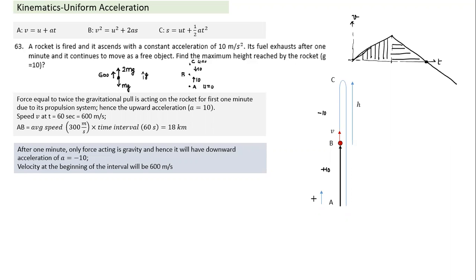So here is another way to do it very quickly, without any pen and paper. The maximum velocity it will acquire is 600, and this time interval is 1 minute. Since the accelerations are equal and opposite, this interval is also 1 minute. So the total duration of travel is 120 seconds. The average velocity is 300, so 300 into 120 is the maximum height it will rise.